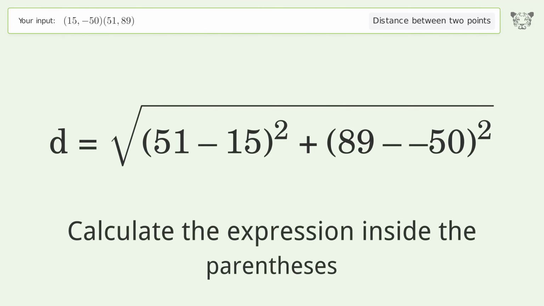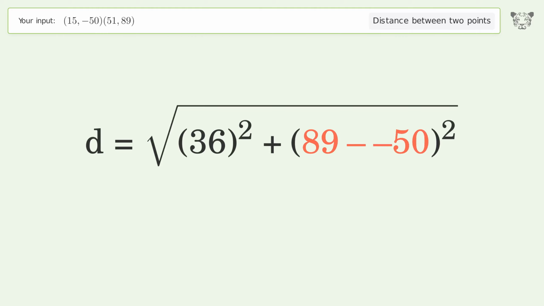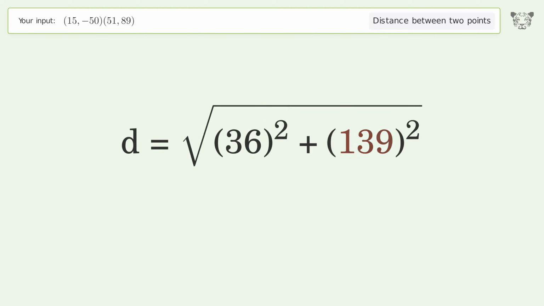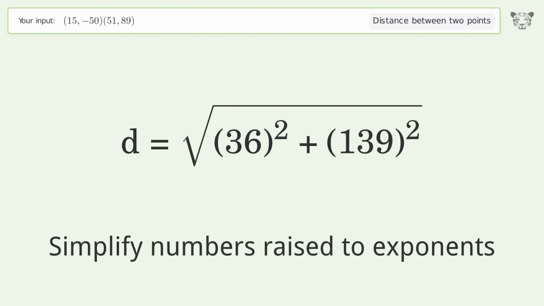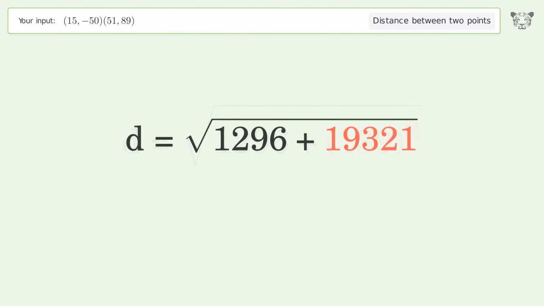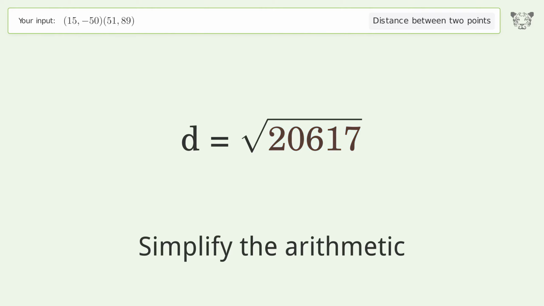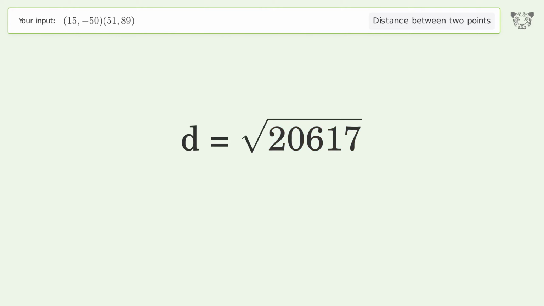Calculate the expression inside the parentheses. Simplify numbers raised to exponents. Simplify the arithmetic. And so the distance between the 2 points is the square root of 20,617, or 143.586.